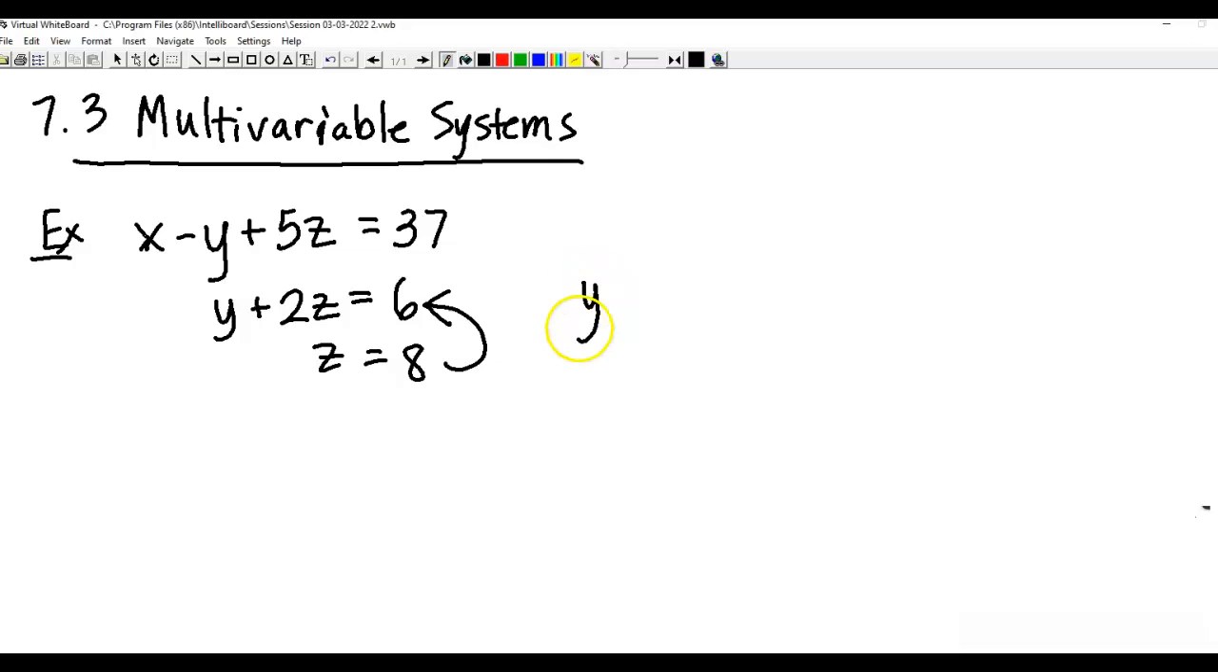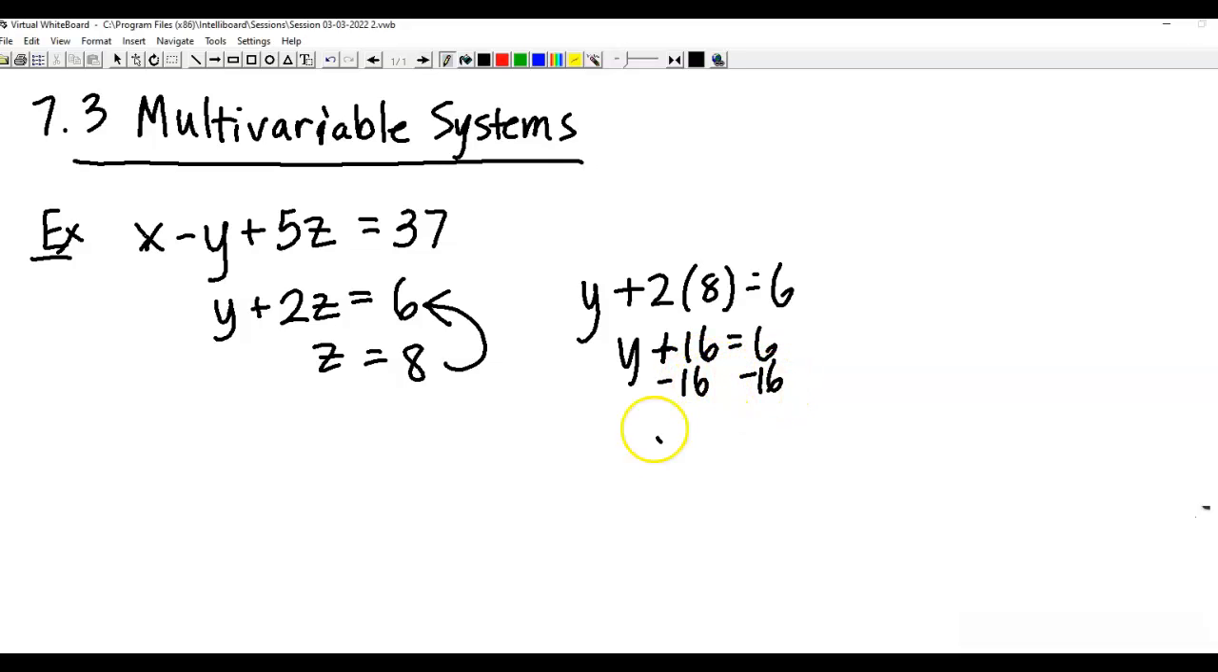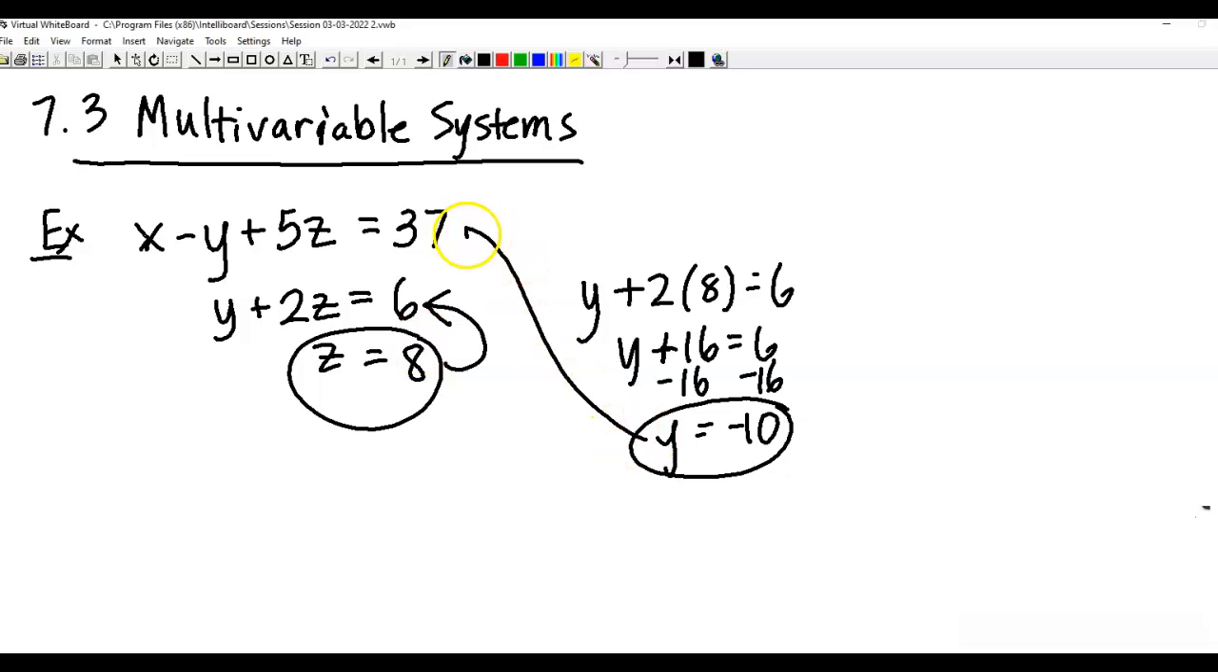So y plus 2 times 8 equals 6. And then you're just going to solve for y by subtracting 16. And then once we know y, we're going to take that answer and do what with it? Plug it into the top one. So now we know z and y, and we're going to take this top equation and put both of these in here.